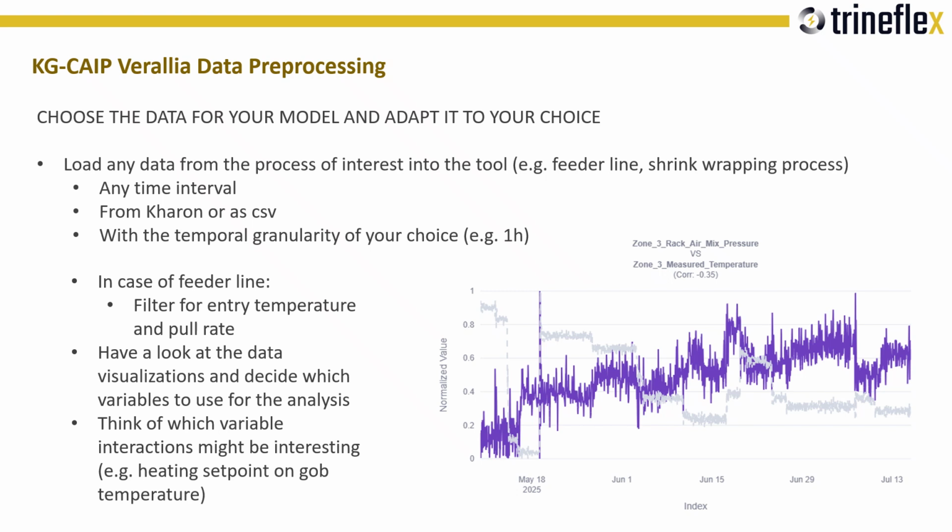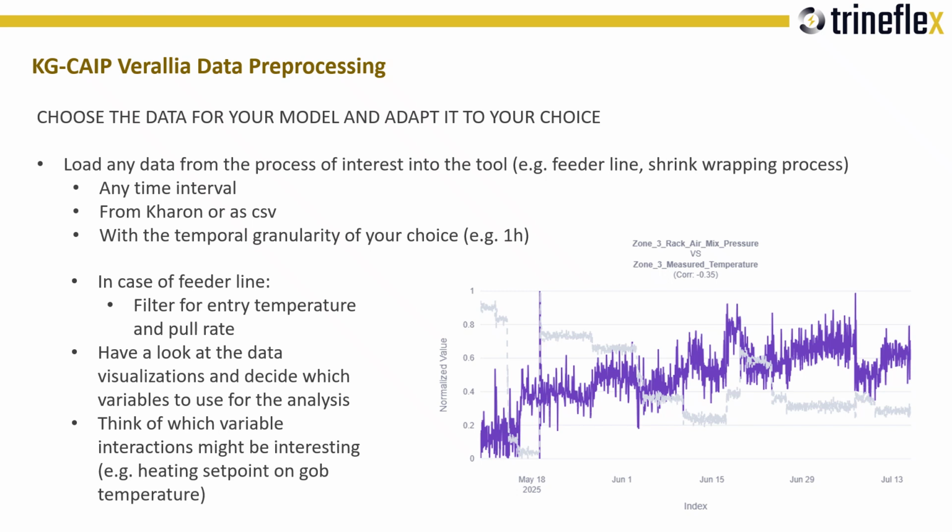First of all, we have implemented quite a few options for the Verallia use case to load and pre-process the data. It is possible to load the data from the feeder line as well as for the shrink wrapping process. It's possible to load any time interval as long as it's available on Karen. You can also load CSV files. You can define the temporal granularity of choice. For example, for the feeder line, a rougher granularity, for example, 10 minutes is more useful. For the shrink wrapping process, it would be maybe 1 or 2 minutes.